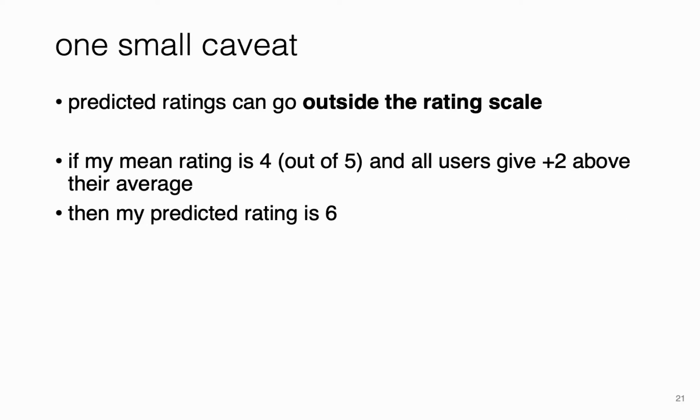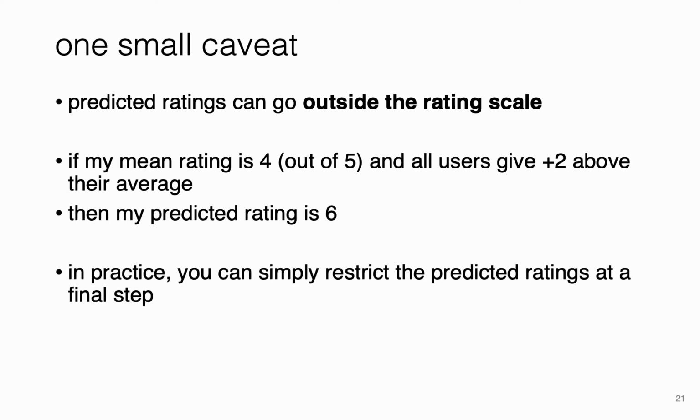There is one small thing to notice here. Predicted rating can now go outside the rating scale. For example, if my mean rating is 4 and all other users give 2 stars above their average for a specific item, then my predicted rating becomes 6. This is not a problem if you want to rank items by their predicted rating. In that case, the relative order only matters. In any case, you can simply trim the predictions to fall in the desired range as a final step.